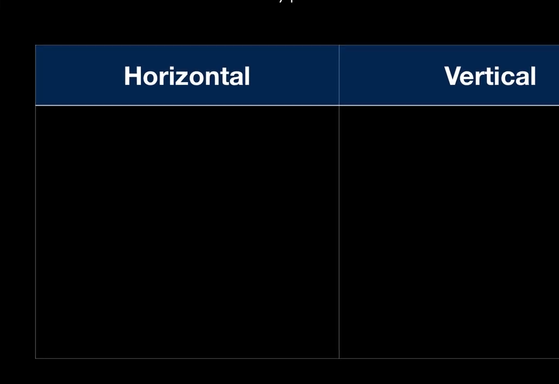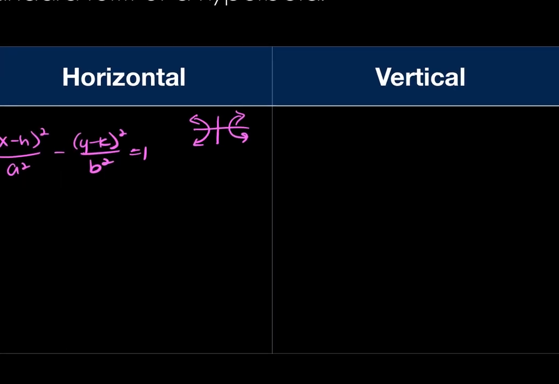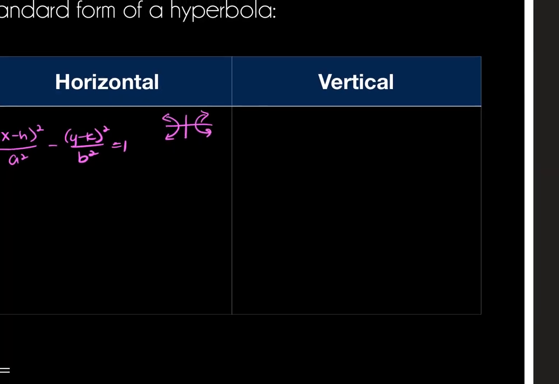All right, then came hyperbolas. Hyperbolas, you also had horizontal and vertical. The horizontal ones were the ones where the branches point right or left. And this was (x minus h) squared over a squared minus (y minus k) squared over b squared equals 1. And vertical, it opened up and down, or pointed up and down. And that's (y minus k) squared over a squared minus (x minus h) squared over b squared equals 1.